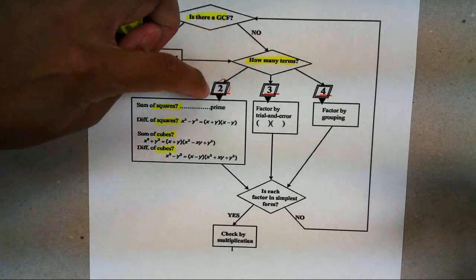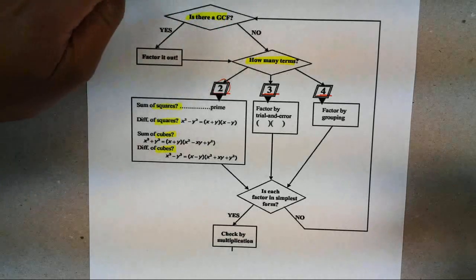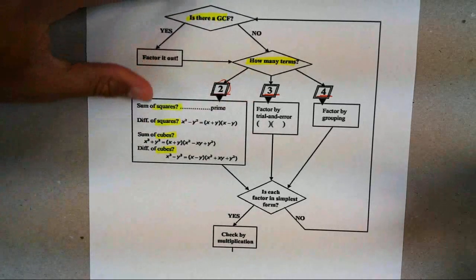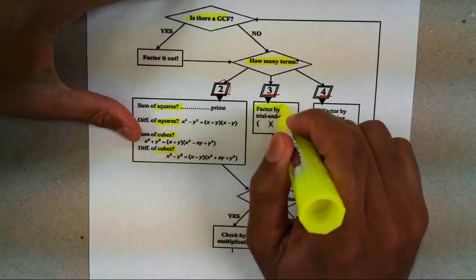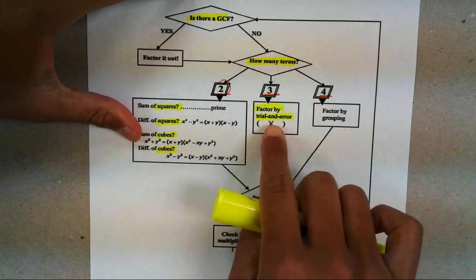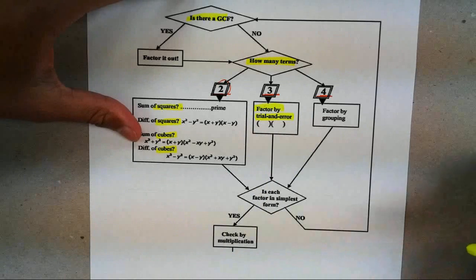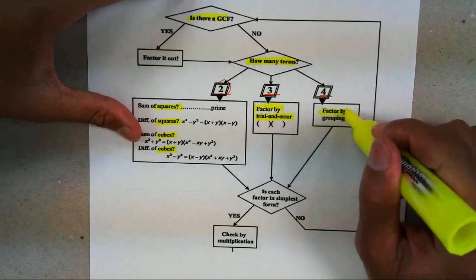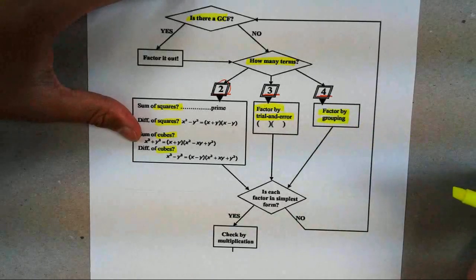So you're going to ask yourself, well, how many terms are in there? Sometimes 2. You're going to ask yourself, well, how many terms are there? Sometimes there's 3. And if there's 3 terms, the only way that we could actually factor out is by trial and error, by creating the 2 parentheses and figuring out numbers that go inside of that. Then lastly, if there's ever 4 terms, the only way that you could factor this out is by factoring by grouping.